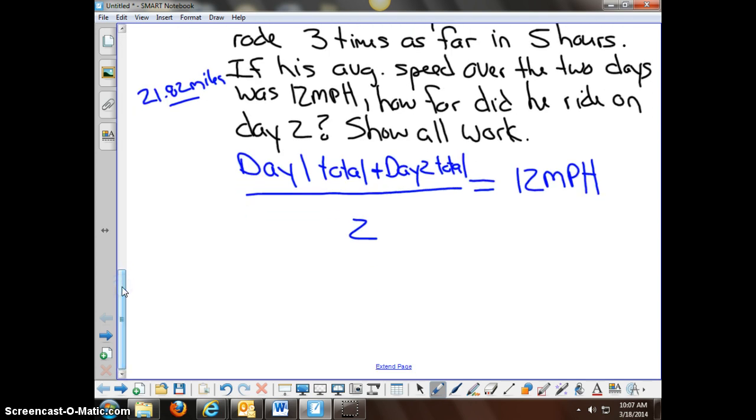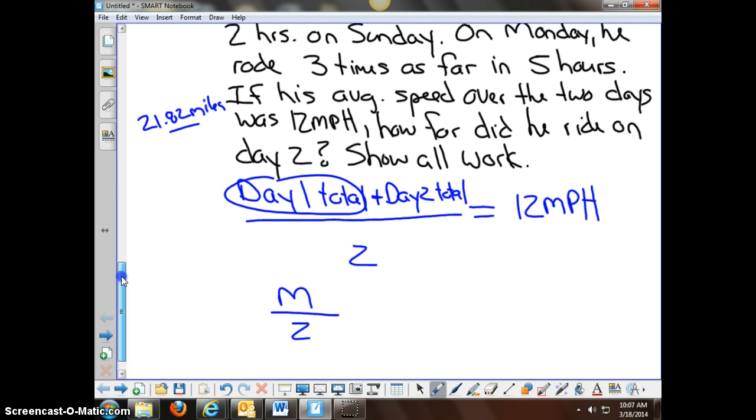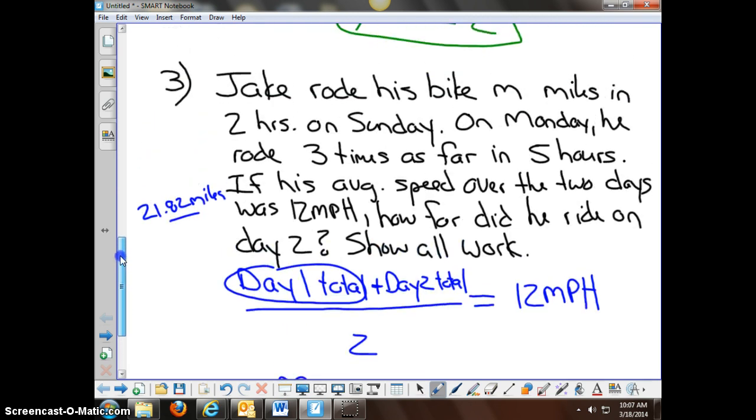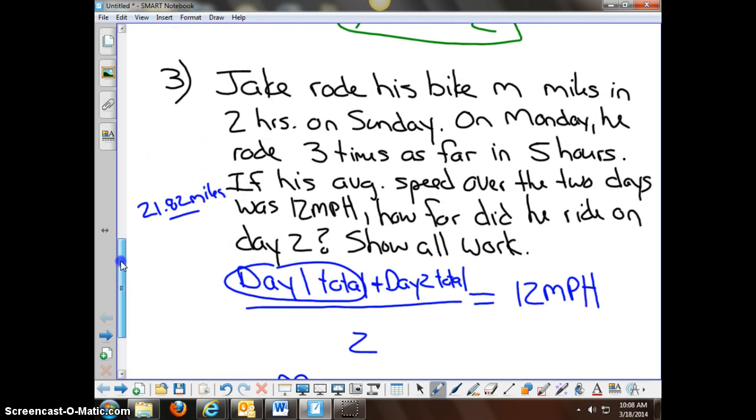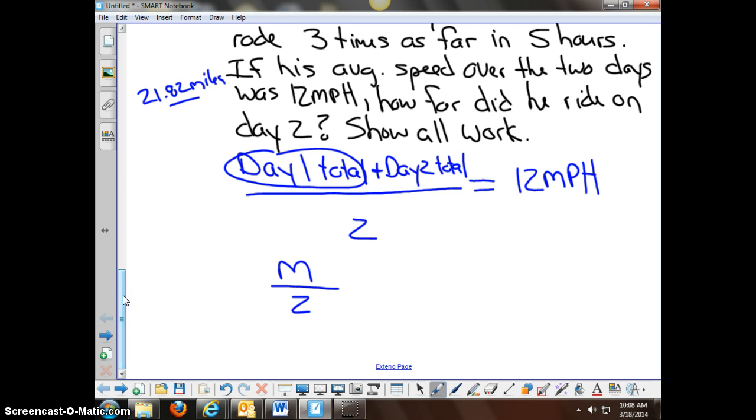M over 2. So his day 1 total, we're just simply plugging in, is m miles divided by 2, because it says up in our problem, Jake rode his bike m miles in 2 hours. So if he rode 10 miles in 2 hours, it's 10 divided by 2, right? What is his day 2 total? 3m over 5. 3 times as many miles as day 1, over how many hours? 5. That's his day 2 total.